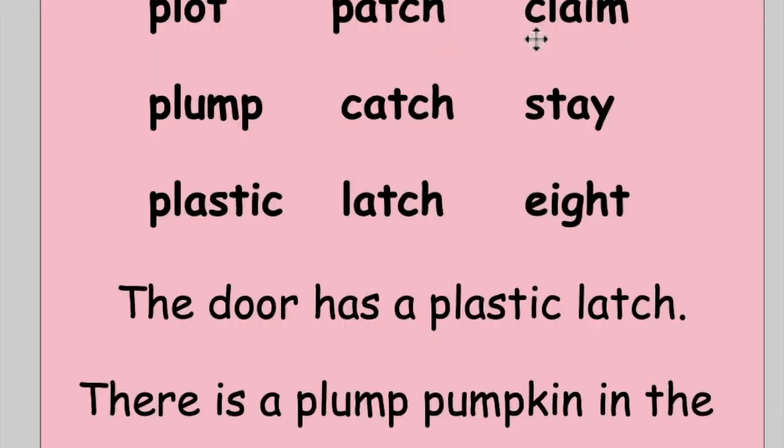Are you ready to go blend some words? All right, let's go to the smart board. Here we go. Let's get to work on blending some words. Here we go.